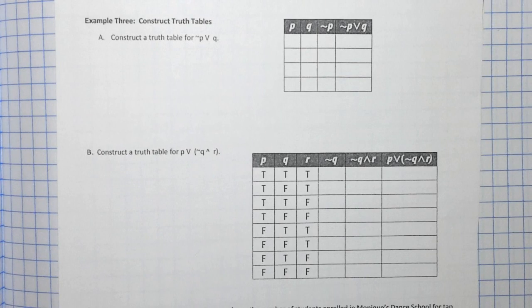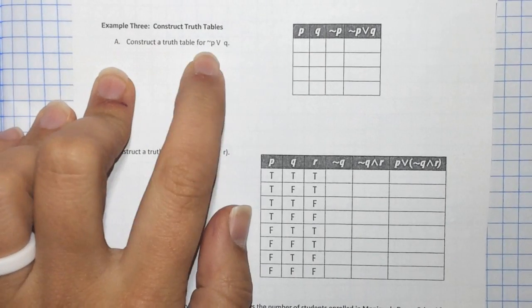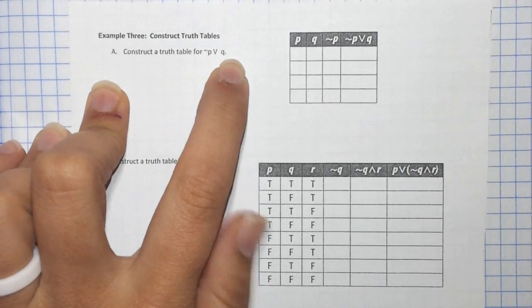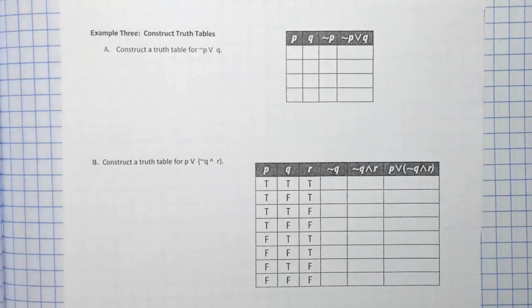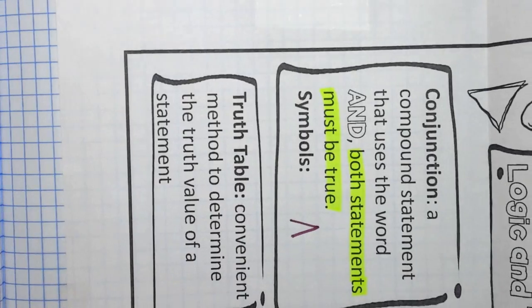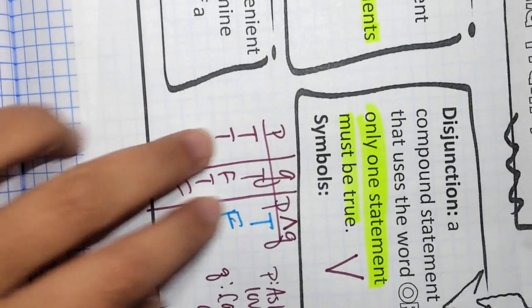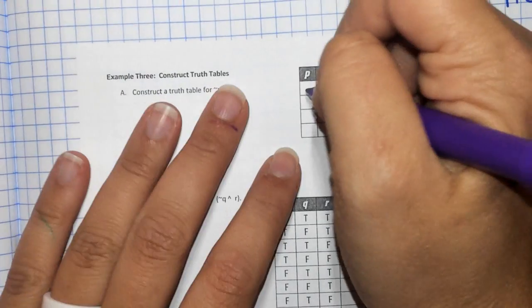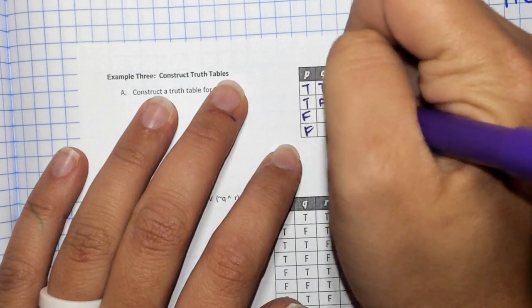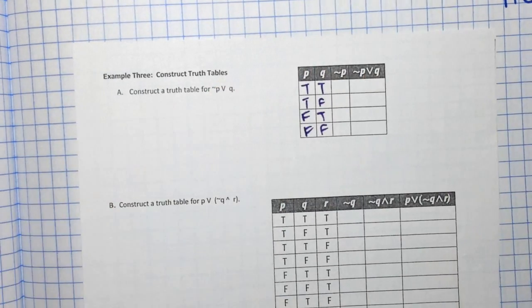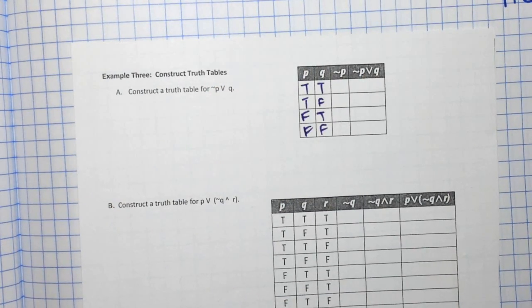Okay, so let's start with the first one. It says construct a truth table for not P or Q. So first, all truth tables are going to start like this one at the bottom of our notes when it's just two of them. True, true, false, false, true, false, true, false. They all start like that because you have to have an even number of trues and falses on both of them.